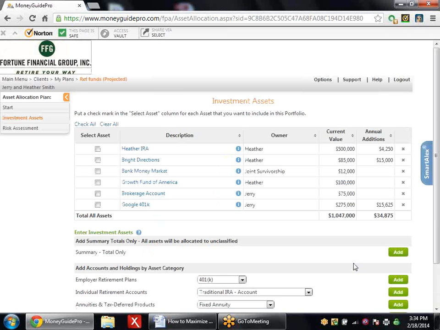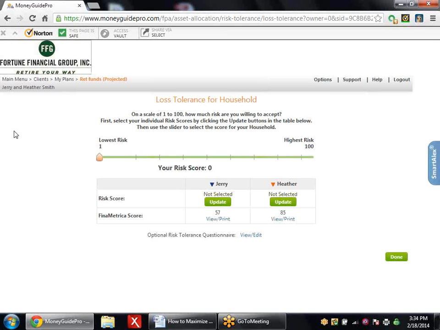And then it asks us which one of our holdings we want to look at. Well, I'd like to look at the IRA in Heather's name, and the other retirement account here is the Google 401k. So let's just look at those two investments. From there, after we've checked those boxes, we click on the risk assessment link to the left.